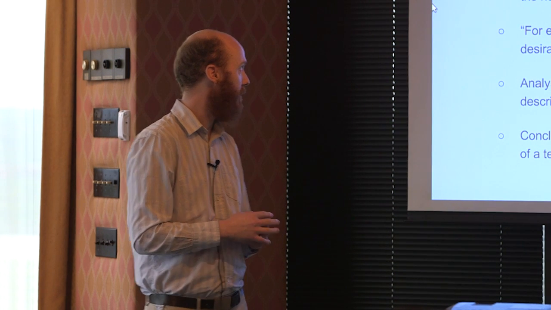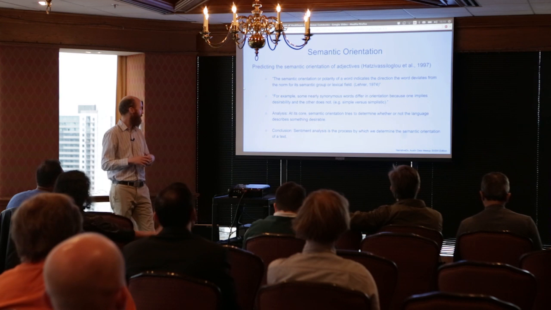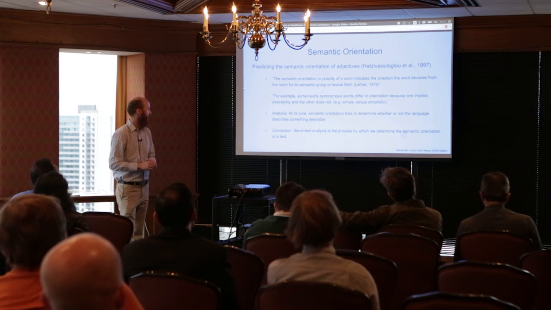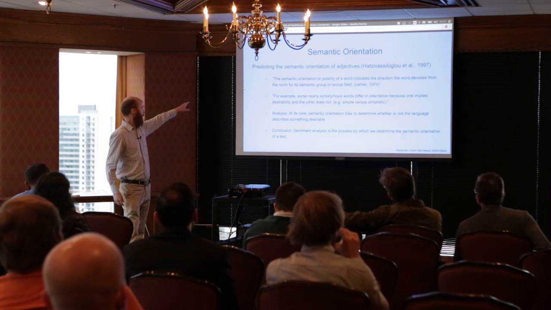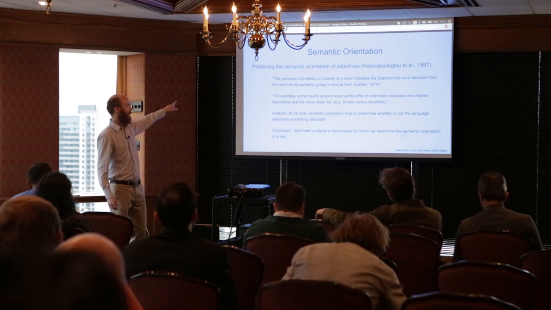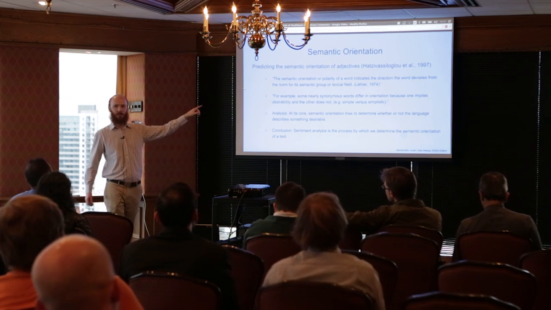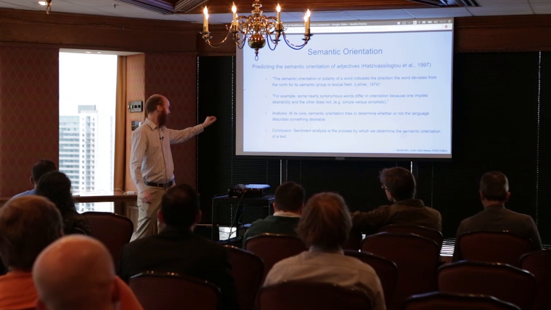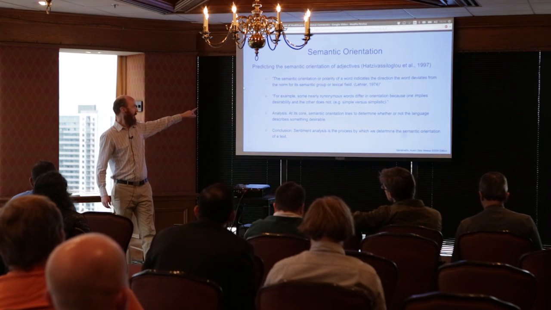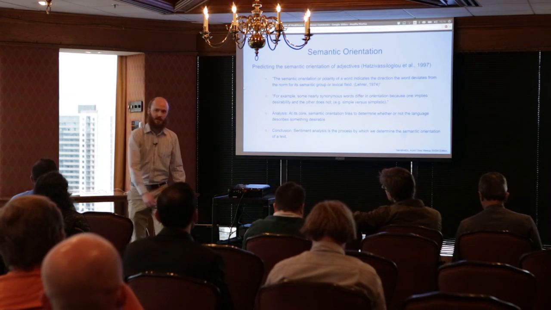This all starts and dates back to predicting the semantic orientation of adjectives, and also this key definition here. The semantic orientation or polarity of a word indicates the direction the word deviates from the norm of its semantic group or lexical field. So what does that mean? Basically, it's the difference here in the second bullet point. It's the difference between something that is simple and something that is simplistic.